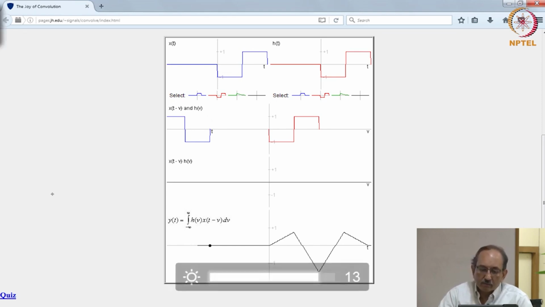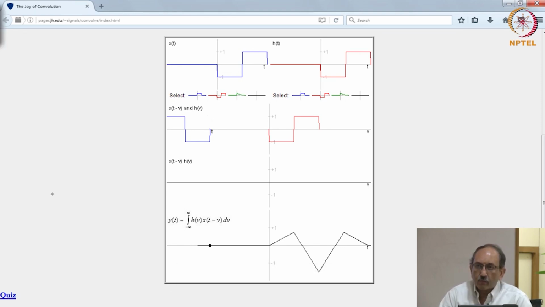Anyway, if you can get it to work and play around with it, good for you, but in general this site is a good site to take a look at. Lots of fun experiments are there. So, this is as far as convolution is concerned.